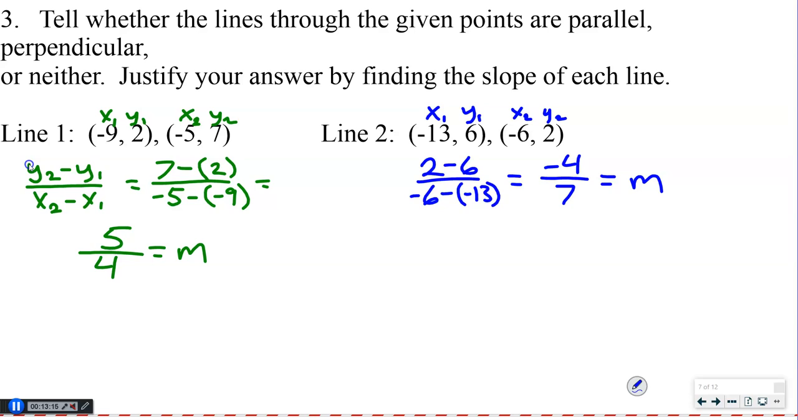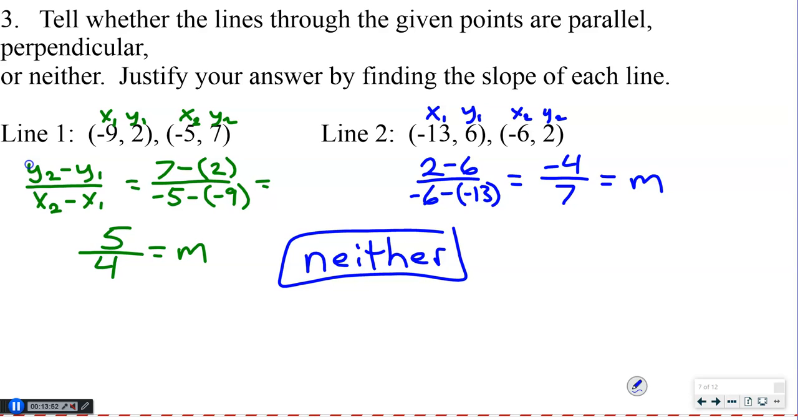So are they parallel? Remember, to be parallel, the slopes have to be the same. 5 over 4 is not the same as negative 4 over 7, so they're not parallel. Are they perpendicular? They need to be opposite reciprocals of each other. So we have 5 over 4. The opposite of that would be a negative. So we do have the negative, but it's negative 4 over 7 instead of negative 4 over 5. So they're not perpendicular, so they have to be neither. Neither.